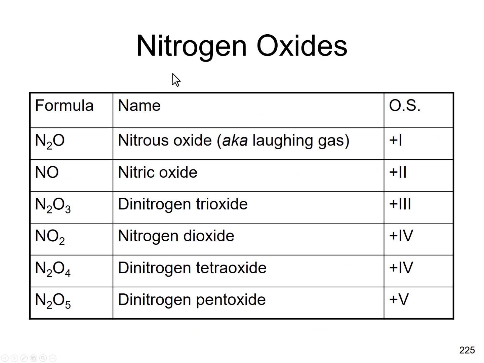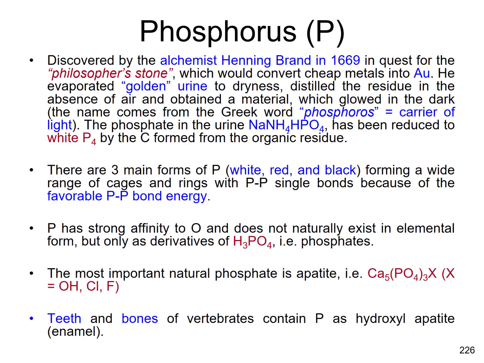There are numerous nitrogen oxides that contain nitrogen in different oxidation states. Nitrous oxide, which is also known as laughing gas, contains nitrogen in a +1 oxidation state. Nitric oxide, dinitrogen trioxide, nitrogen dioxide, dinitrogen tetroxide, and dinitrogen pentoxide contain nitrogen in higher oxidation states from +2 all the way to +5. Now we look at another very important element of this group, which is phosphorus.